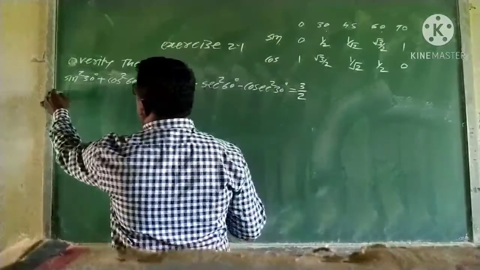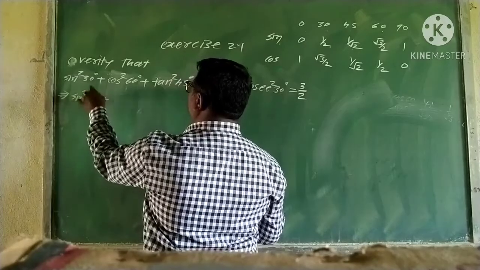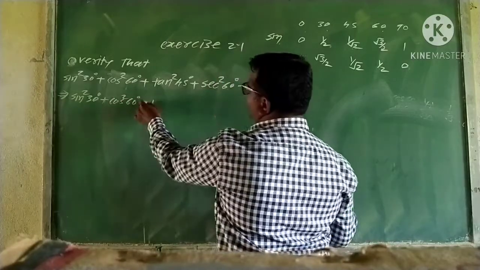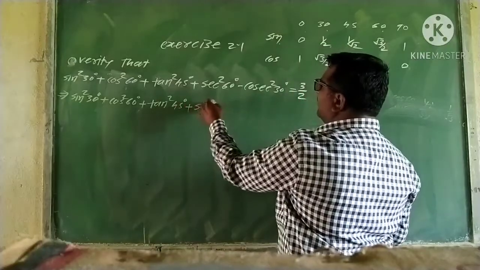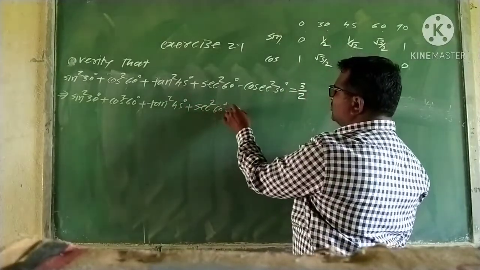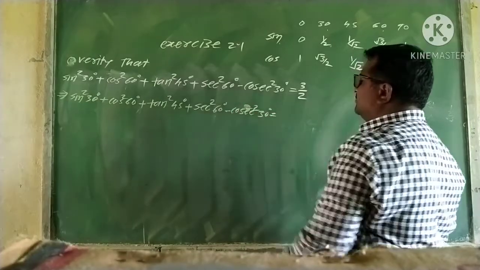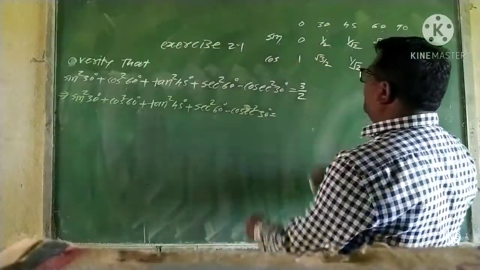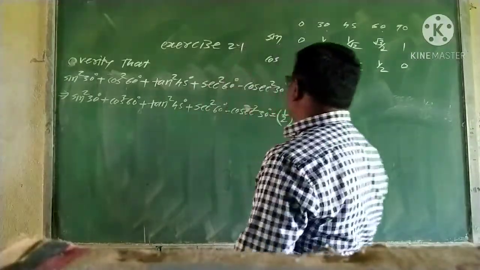Now here, the given problem is sin square 30 degree plus cos square 60 degree plus tan square 45 degree plus sec square 60 degree minus cosec square 30 degree, that is equal to. Now here we can put in the values. See, sin of 30 is equal to 1 upon 2, so that is (1/2), and it is squared.